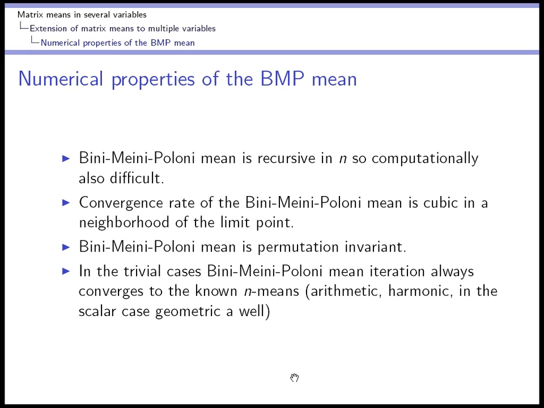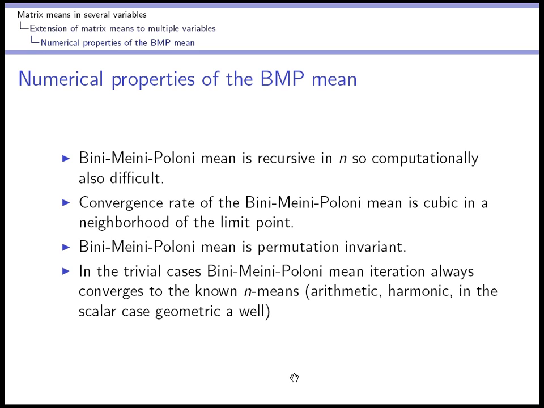The Bini-Meiney-Polony mean, again, is recursively defined. Therefore, it has the same problem as the Ando-Li-Mathias mean. Although the convergence rate of the Bini-Meiney-Polony mean seems to be cubic. Actually, this was proved in the article of Bini-Meiney-Polony, where they first defined this mean for the geometric mean case. And in that case, they proved that the convergence is cubic if we are in a small enough metric ball. But generally, they also proved that the algorithm is globally convergent, although they can only prove the cubic convergence in a small enough metric ball.